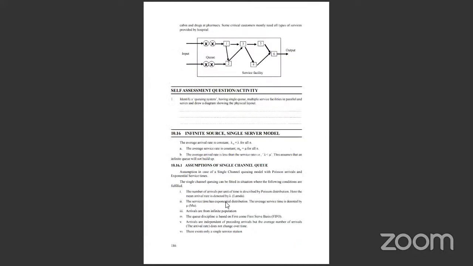Service rate, and you can see here lambda is the arrival rate, and mu is the service rate. Those two are applied here. That will be given in the question.